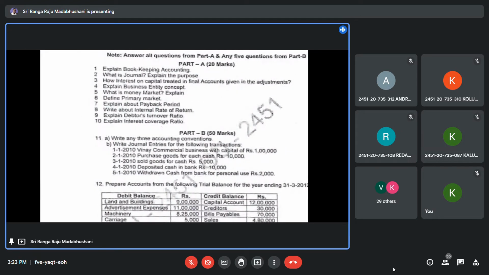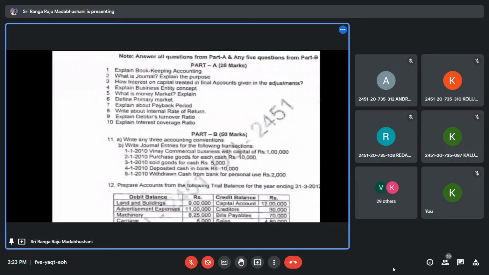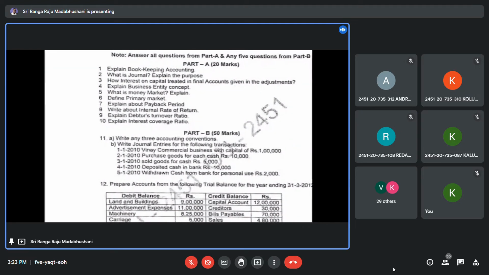So this is the 2019 paper. Explain bookkeeping and accounting, short note. What is journal? Explain the purpose. How interest on capital is treated in final account given in adjustment.